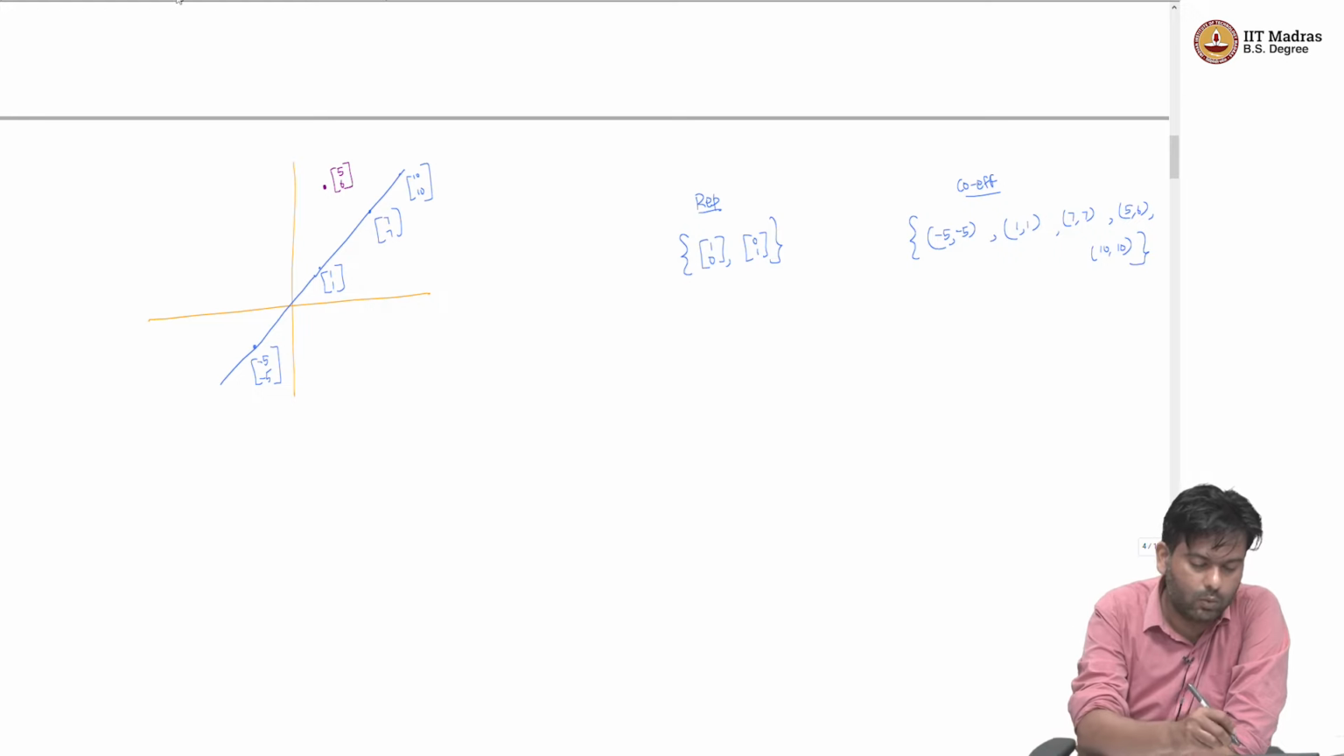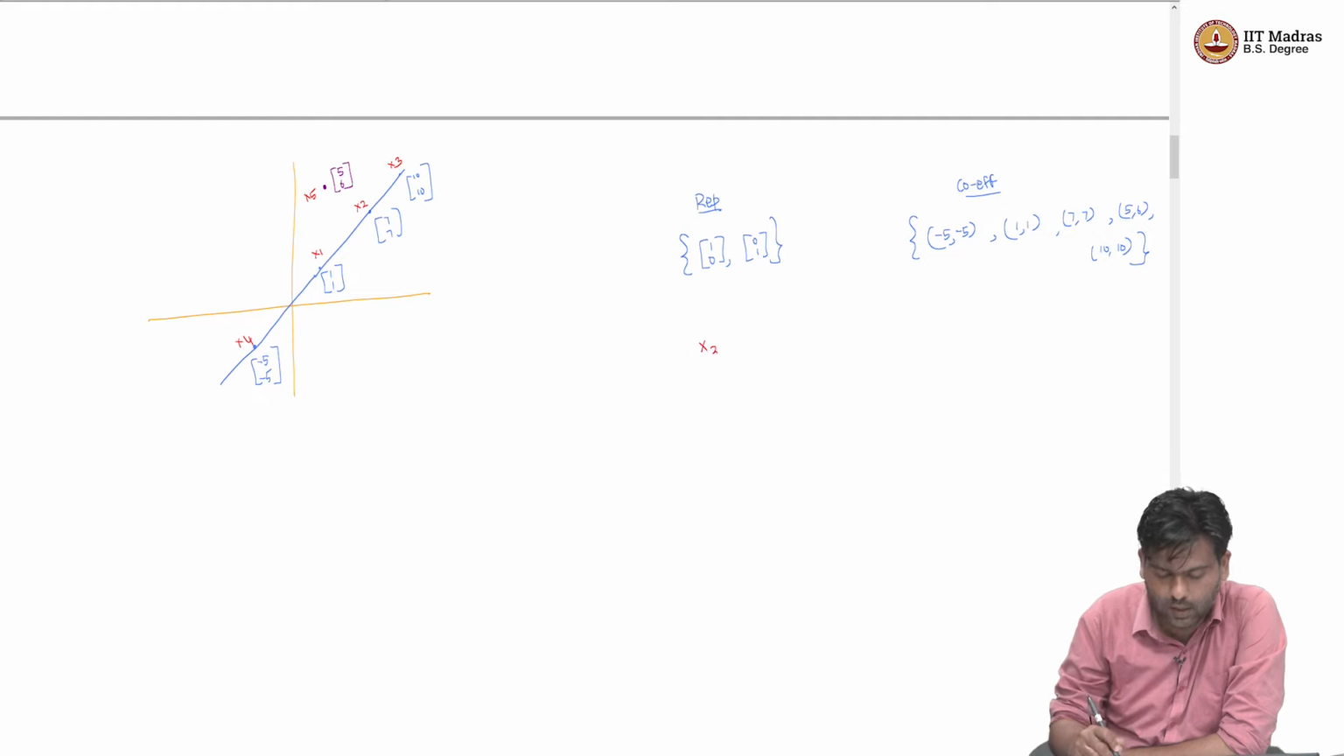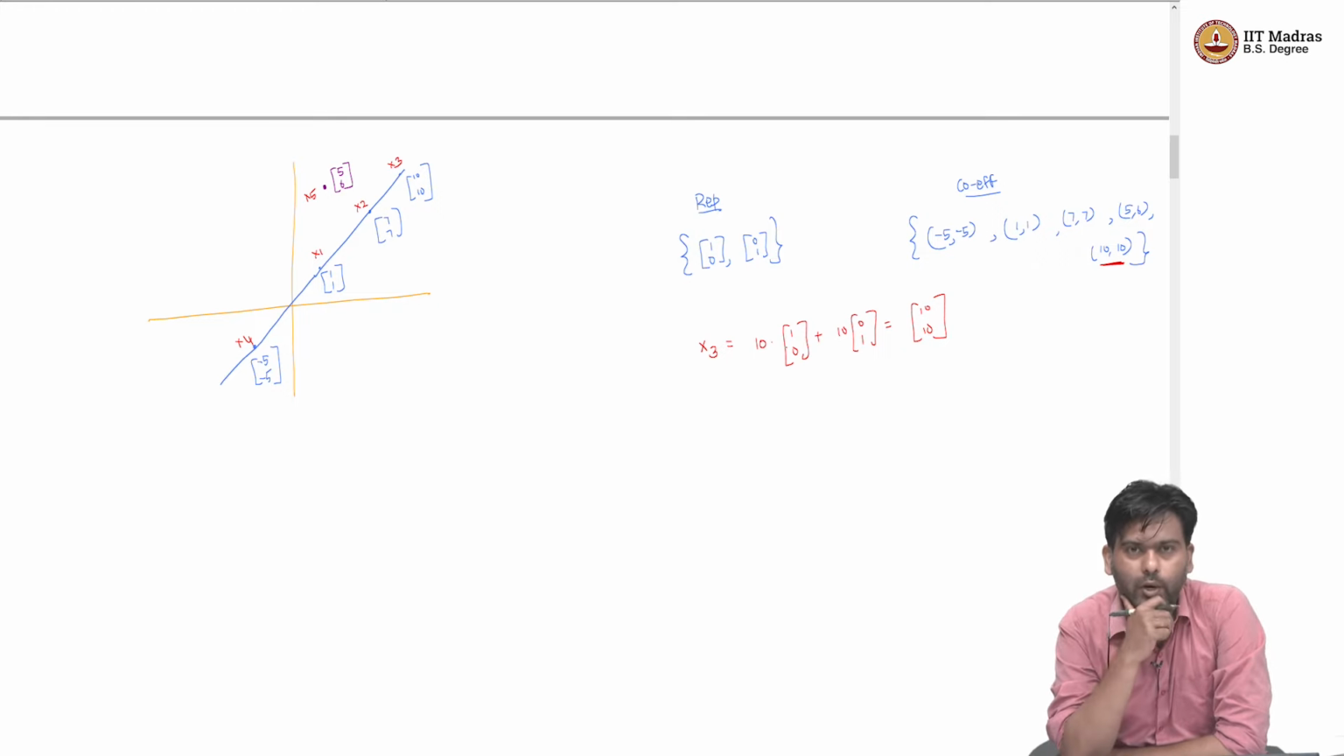So, for example, how would I reconstruct the x? Let us say this is x1, x2, x3, x4, x5. If I had to reconstruct x3, how would I do that? Well, I look at the coefficients. There are 2 coefficients, 1 corresponding to each of the representatives. So, this would be 10 times (1, 0) plus 10 times (0, 1), that gives me (10, 10). Now, you can do this check for every data point.